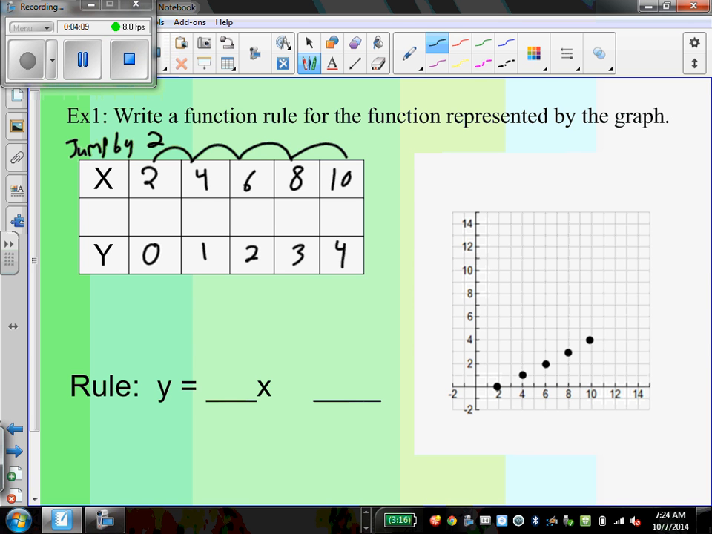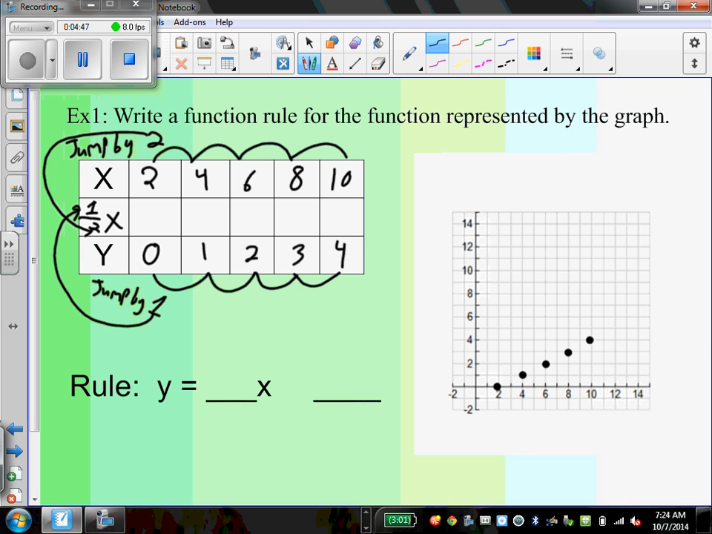It's also important for us to notice that our y values are all jumping by 1. What this is telling us, this information combined, is telling us what we have to multiply our x values by. The way we get the number that we're going to multiply the x values by is we take our y jump, and that becomes the numerator of a fraction, and we take our x jump, and that becomes the denominator of a fraction, and that's what we multiply x by.